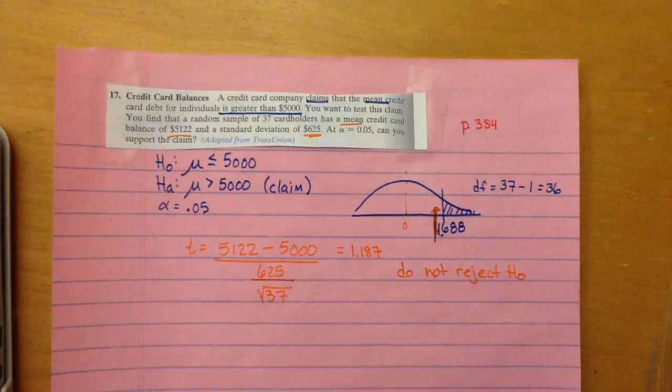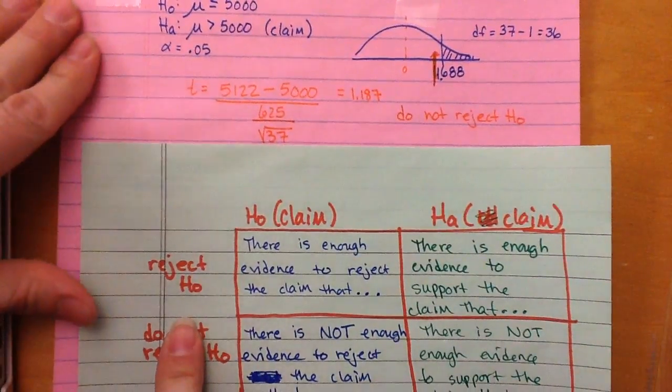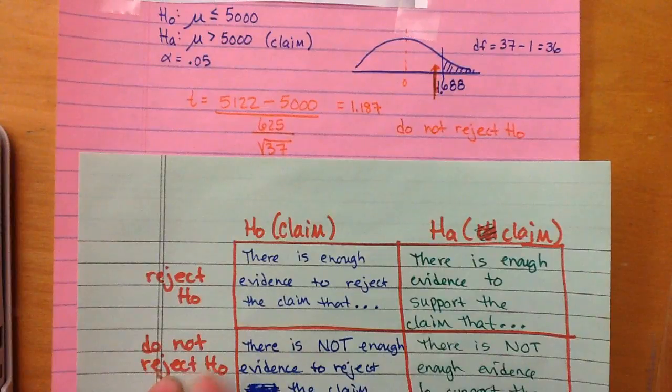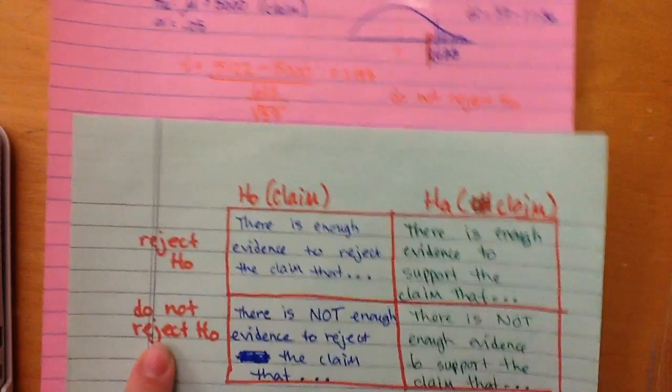So then I have to go back and interpret that. I am not rejecting, and the claim was H sub A, so not reject H sub A's claim. There's not enough evidence to support the claim.